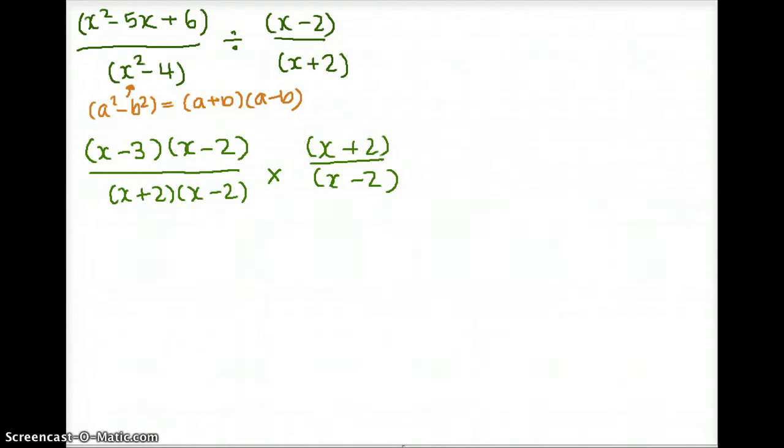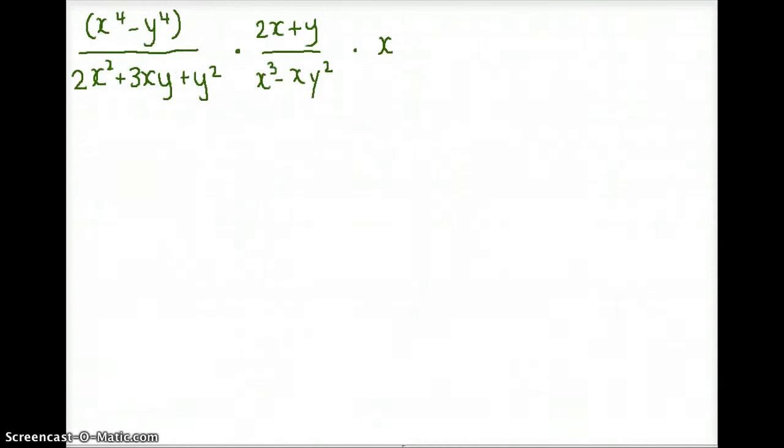And then we can simplify this. So we have x minus 2 both on the top and the bottom, so we can cross those out. And we also have x plus 2 and x plus 2. And we can't cross anything else out, so we're left with x minus 3 over x minus 2. And that is the right answer.